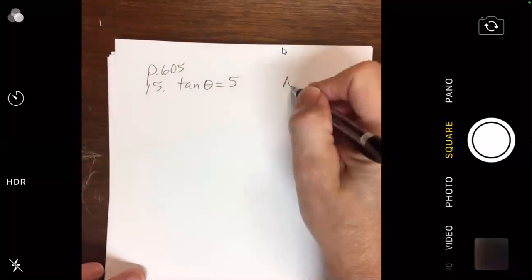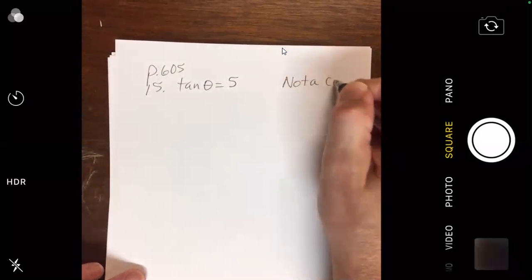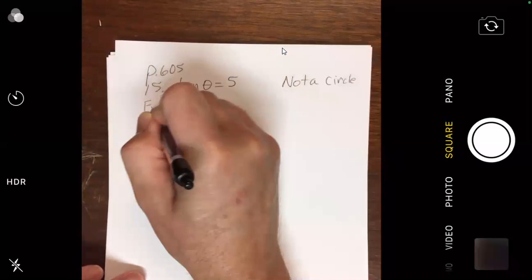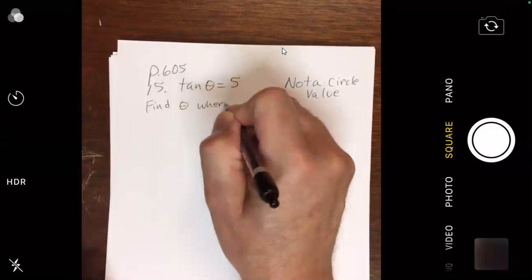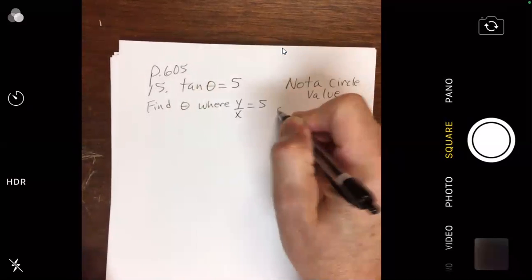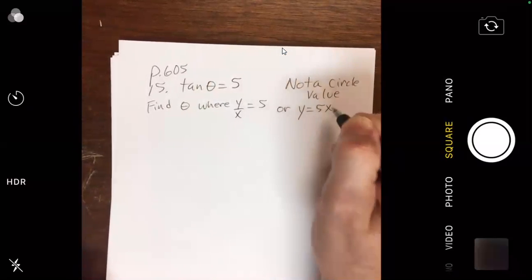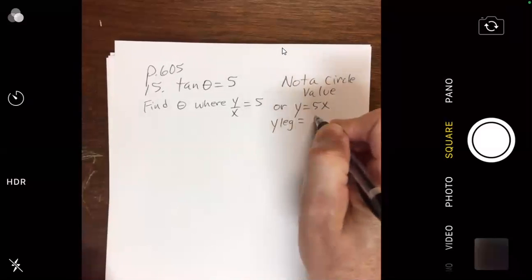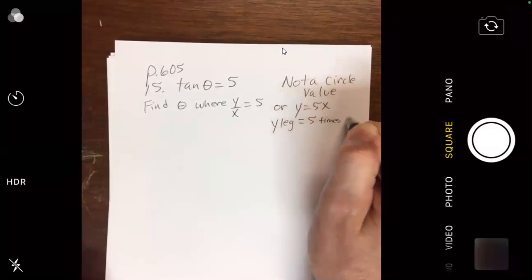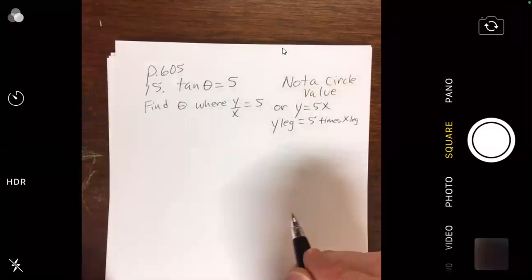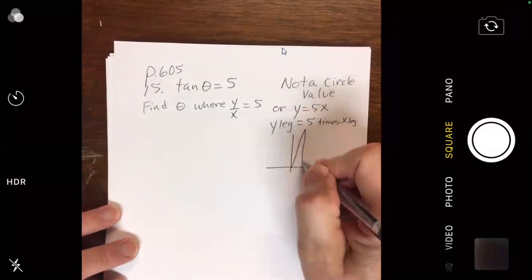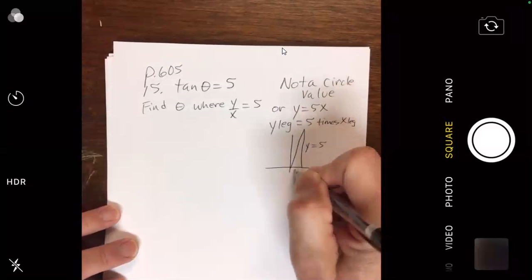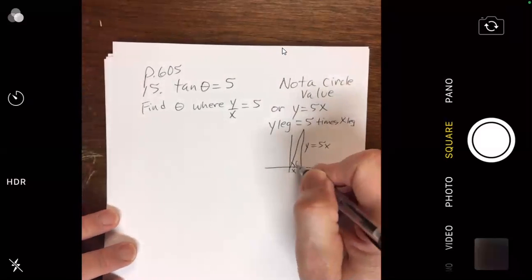So this is not a circle value. You want to find theta where y over x equals 5, or y equals 5 times the x. The y leg is 5 times the x leg. Okay, so you're going to be pretty steep. It's going to be a pretty steep angle. Your y leg is 5 times your x leg. And we want to know that angle.